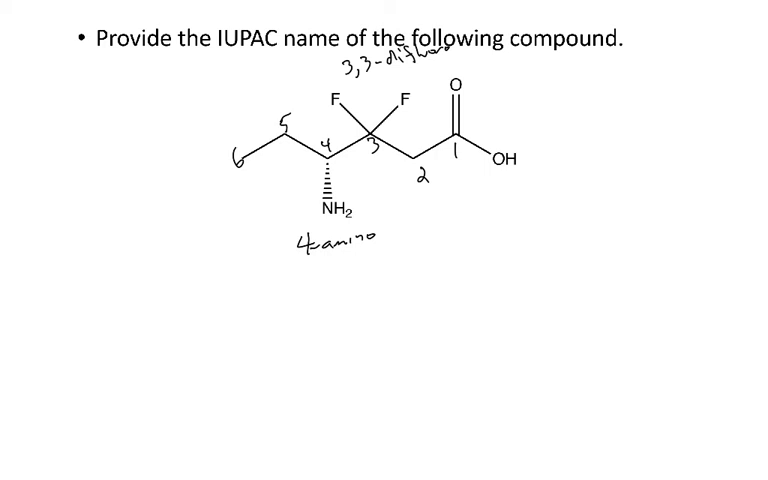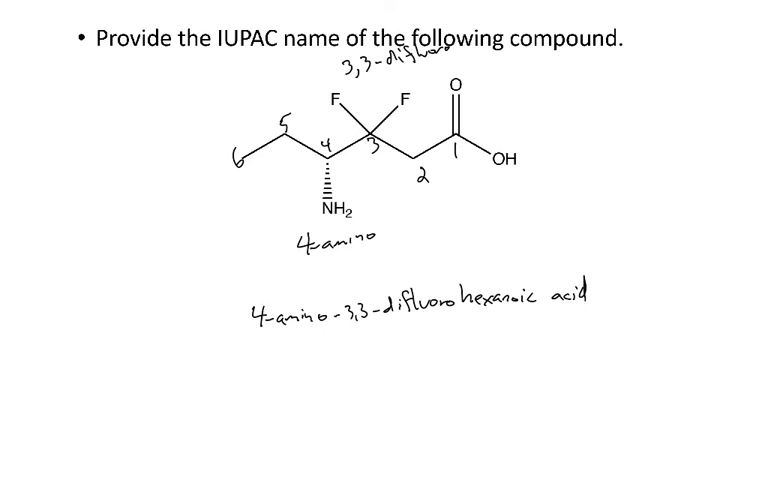So when I put those functional groups in order, I'm going to have 4-amino, 3,3-difluoro, and then no number for the carboxylic acid. It's understood to be at position 1, and so then it's going to be hexanoic acid. And then again, to finish it off, I need to assign the configuration of that chiral center.